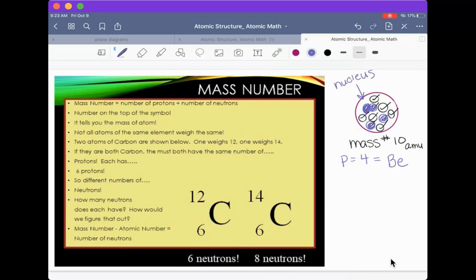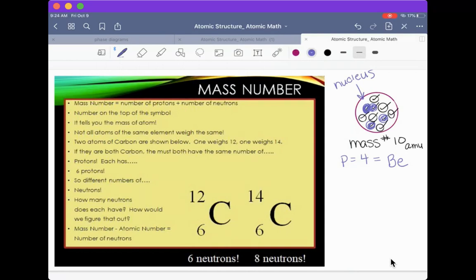So we place the mass number on the top of our symbol, and the thing you need to know is not all atoms of the same element are going to have the same mass. So this is what we call an isotope. They are going to differ in the mass, but they're still going to be the same element.